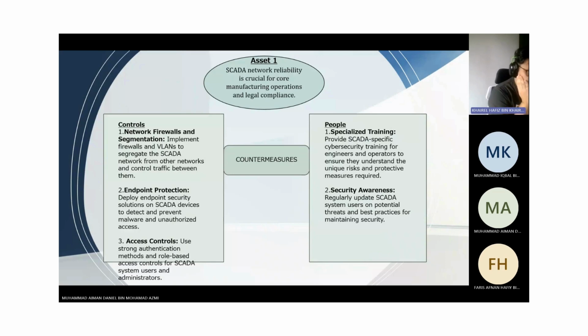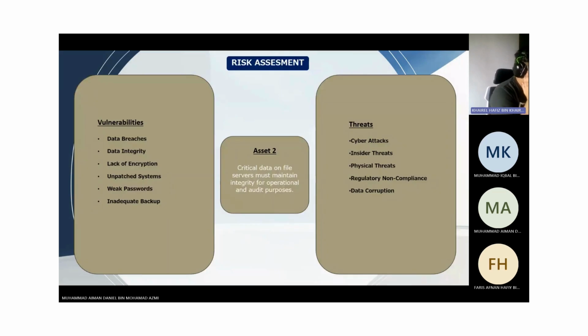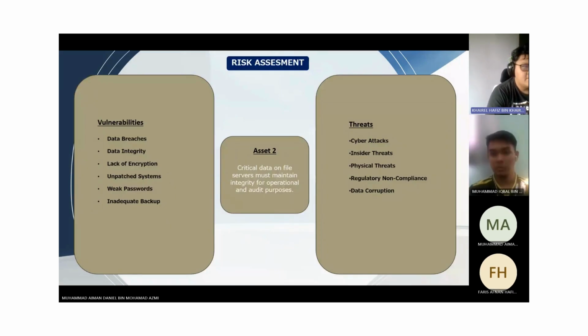And for the people is specialized training. Provide SCADA-specific cybersecurity training for engineers and operators to ensure they understand the unique risks and protective measures required. And lastly is security awareness. Regularly update SCADA system users on potential threats and best practices for maintaining security. And that's all for the countermeasures and risk assessment for asset 1. Now I pass on to my friend for the next assessment.